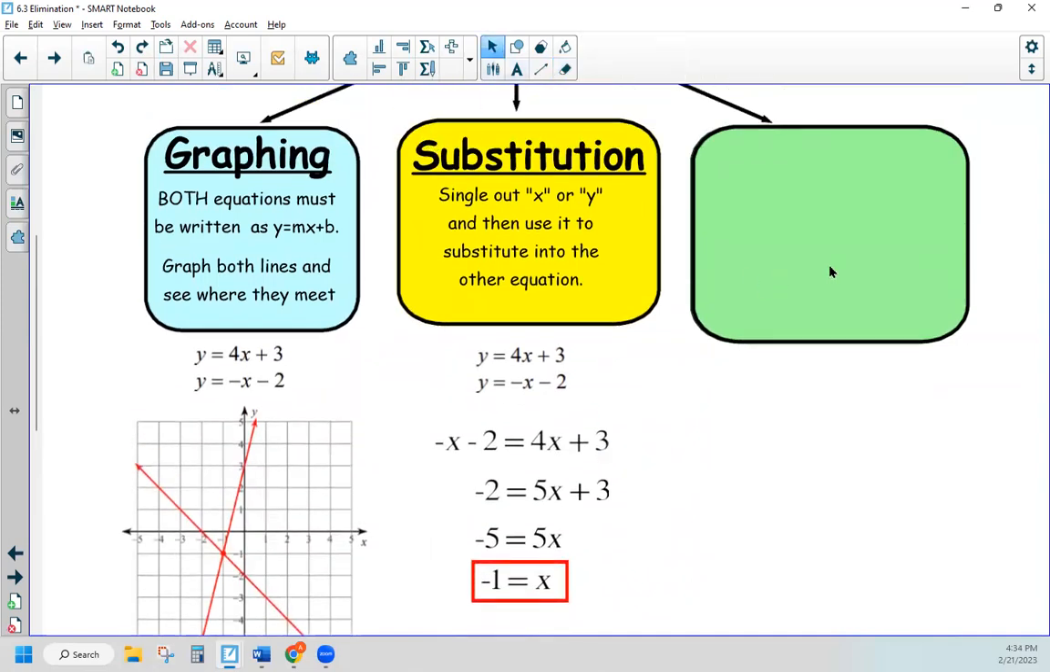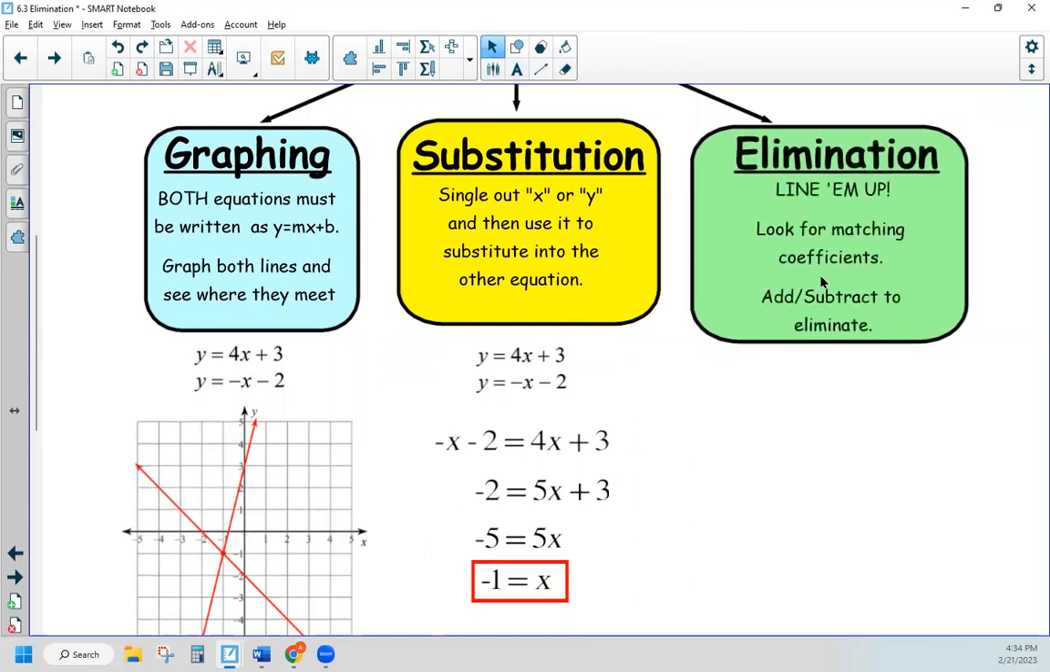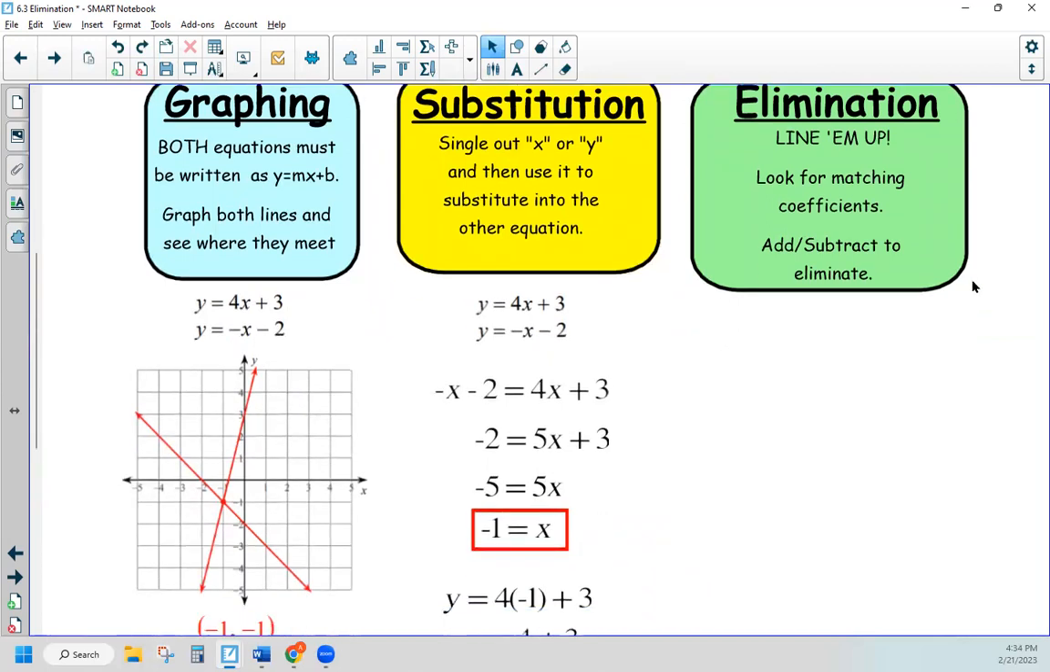All right, so here we go. Third, and the reason why we're making this video: line them up. Look for matching coefficients. This is going to make a lot more sense once we get started, so don't worry about it right now and just wait for the example problems. Look for matching coefficients, add and subtract to eliminate, right?